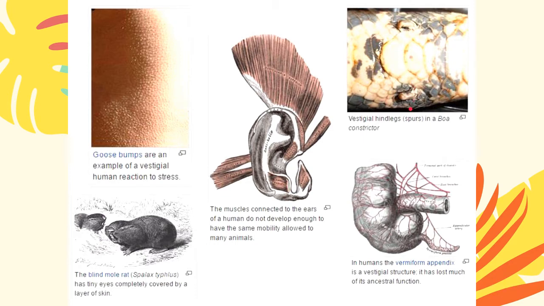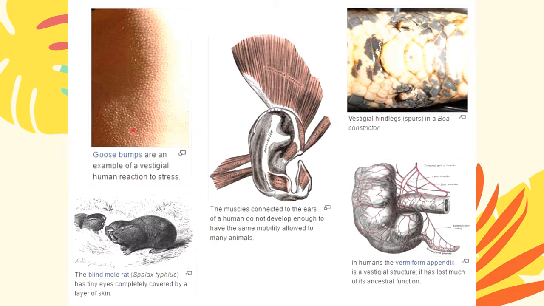This is what we were talking about a while ago, that humans still have muscles that would allow us to move our ears, but not all of us can move them that well. We do not have the same mobility as other animals that we are related to.